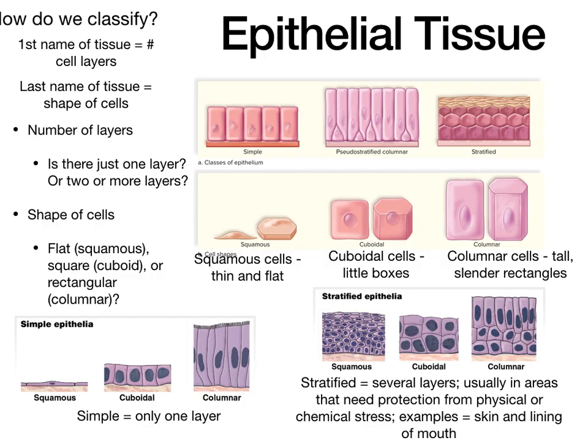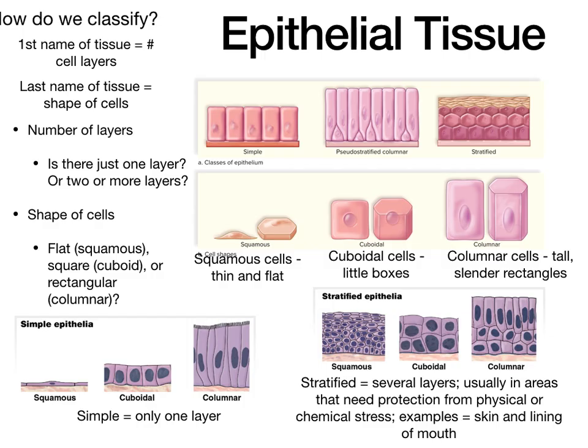So first we decide how many layers there are. Is there one, which would be simple, or multiple, which would be stratified? And then we decide what shape it is. If we have one layer and it's cube shaped, it's going to be simple cuboidal. Like I said, lab will get more in depth in this. You're going to look at things under the slide, identify them, and get a better visualization of how single versus stratified layers are different, and how squamous, cuboidal, or columnar cells differ from each other.